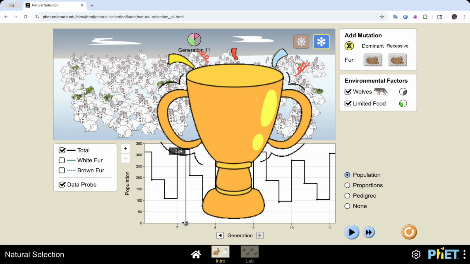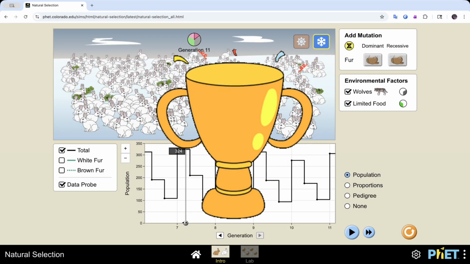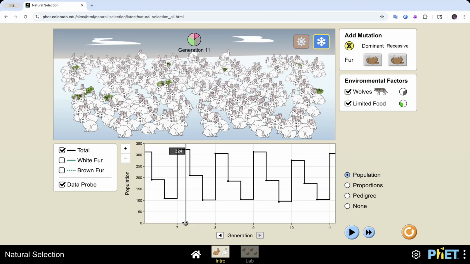Great work completing all 4 challenges. You have explored how different environmental factors like limited food and predators affect rabbit populations, learned about carrying capacity and limiting factors, and even calculated birth and death rates. That is a lot of great science.